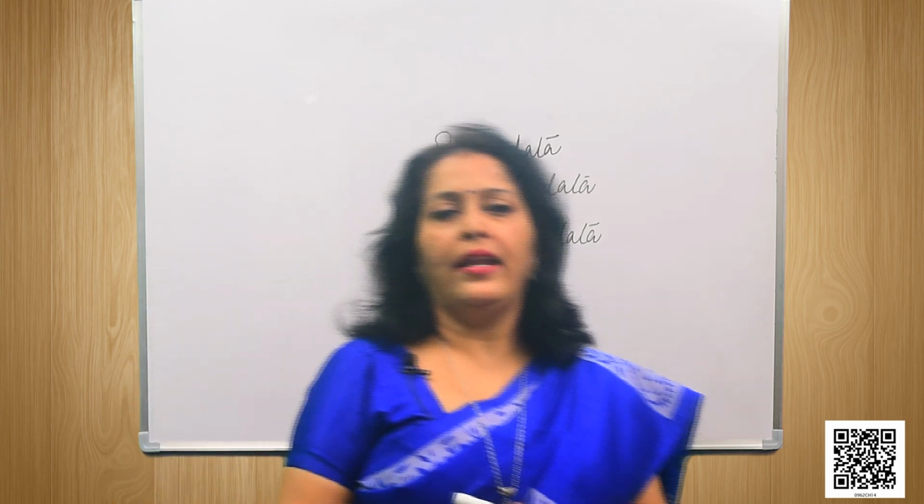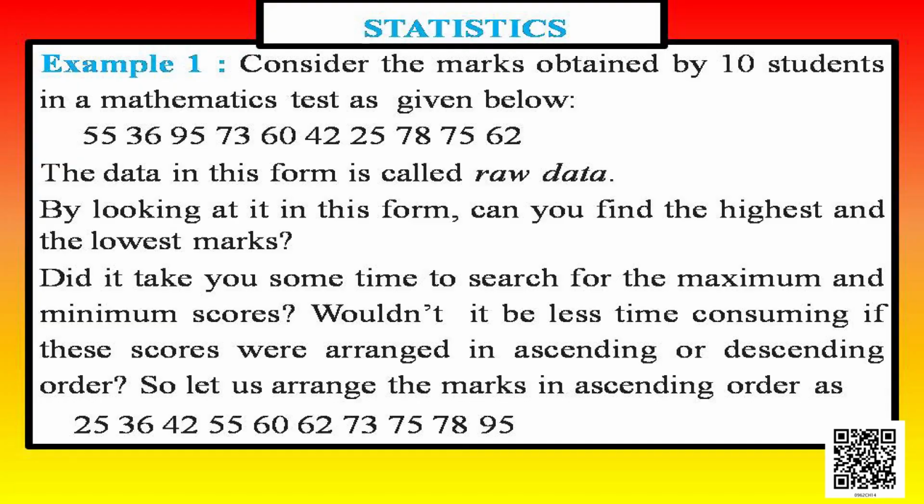Now to explain that, I will be giving you one example from your book. The example 1 from your book, it says, consider the marks obtained by 10 students in a mathematics test as given below. They are 55, 36, 95, 73, 60, 42, 25, 78, 75 and 62. So these are the total marks obtained by 10 students given to you.